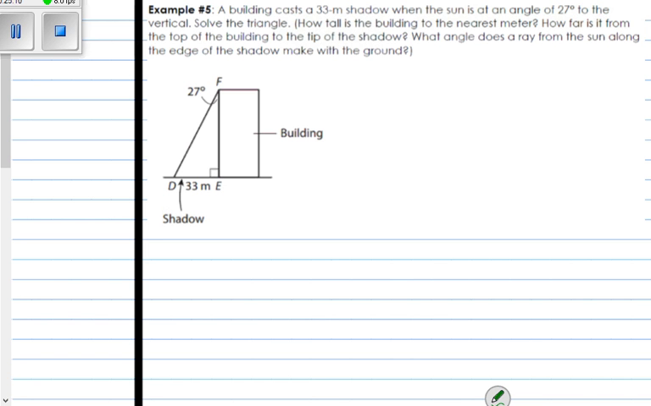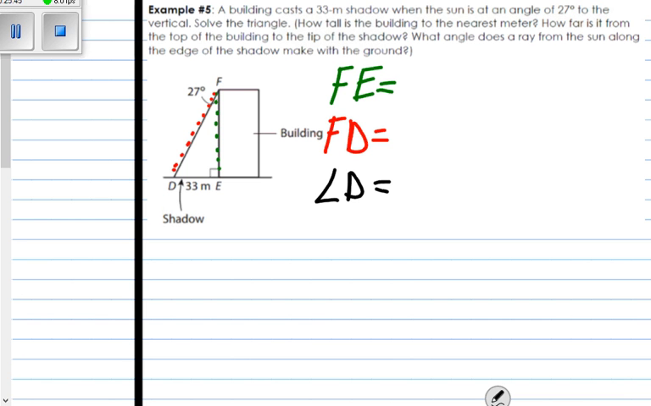So we already know DE. We need to know FE. We're looking for FE, which is how tall the building is. We are looking for FD. And we know this angle is 27 degrees. We know this angle is 90. So now we're also looking for angle D. We know angle F is 27 degrees. It pointed that out for us.